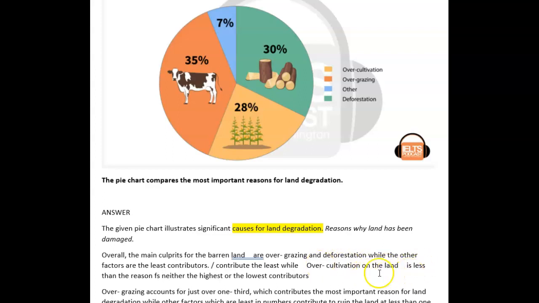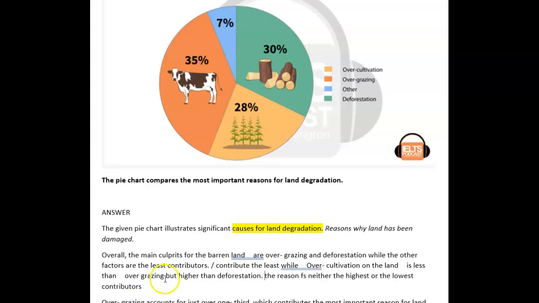Sorry, how do you mean overcultivate? Sorry, I'm going backwards here. How do you mean is neither the highest or lowest? Because you've said overcultivation. Oh, sorry, yeah. Overgrazing. My fault, reading it. Oh dear. Overcultivation on the land is less than overgrazing, but higher than deforestation.